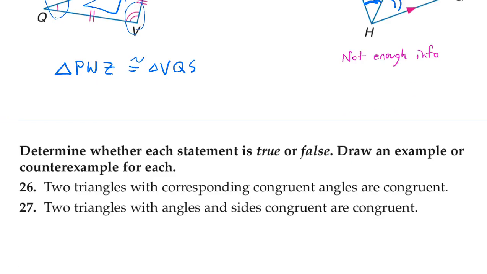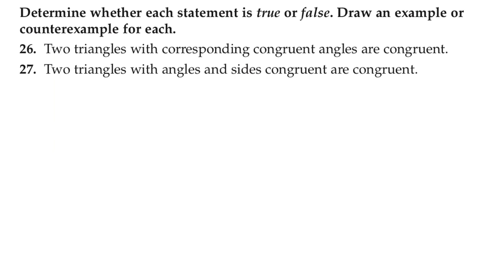Okay. So let's go down here. Determine whether each statement is true or false. Draw an example. So 2 triangles with corresponding congruent angles are congruent. So for 26, that's false. And the biggest problem with 26 is we don't have a single side length. So I'll give you an example.